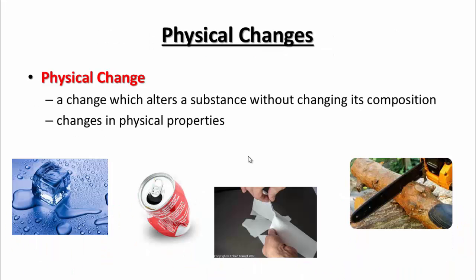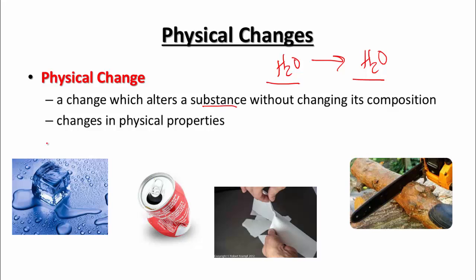So, physical change. Physical change is any change that alters a substance without changing its composition. What that means is if the substance was H2O, there's ways you can change H2O, but when that change is all done, it better still be H2O. If it's the same before and afterwards, we call those physical changes. Basically, a physical change will change the physical properties.